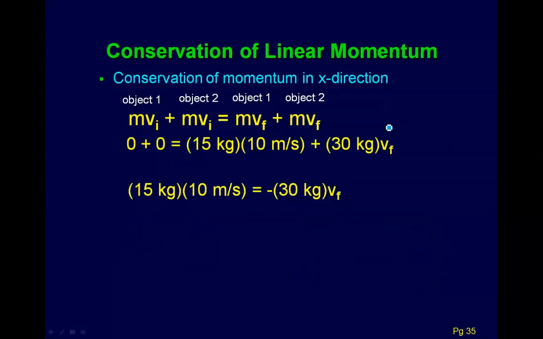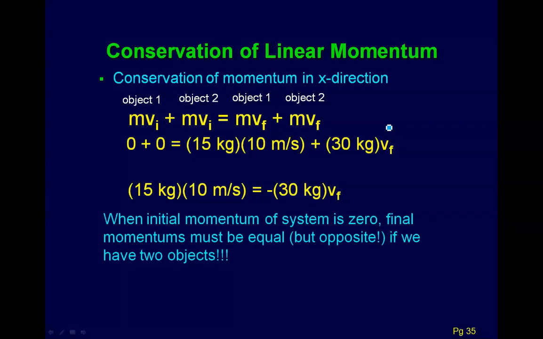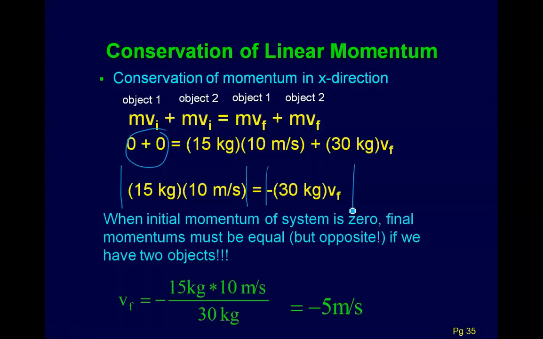It's important to note here that when the initial momentum of a system is 0, the final momentums must add up to 0. Since there are two, they have to be equal, so the absolute values of these two sides have to be equal to each other. If you go through and solve for this one, I get negative 5 meters per second.